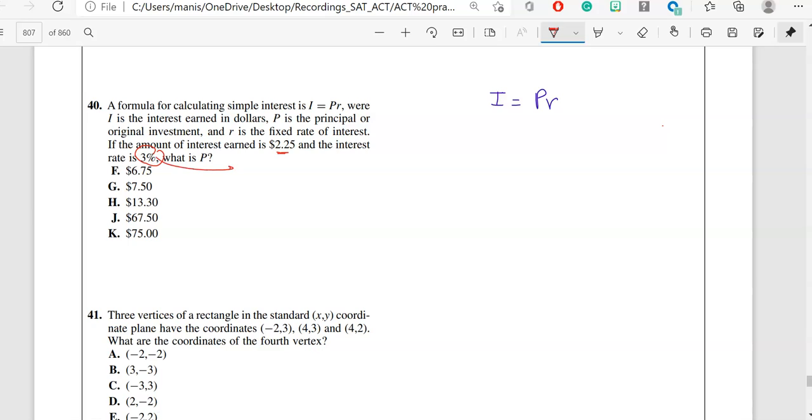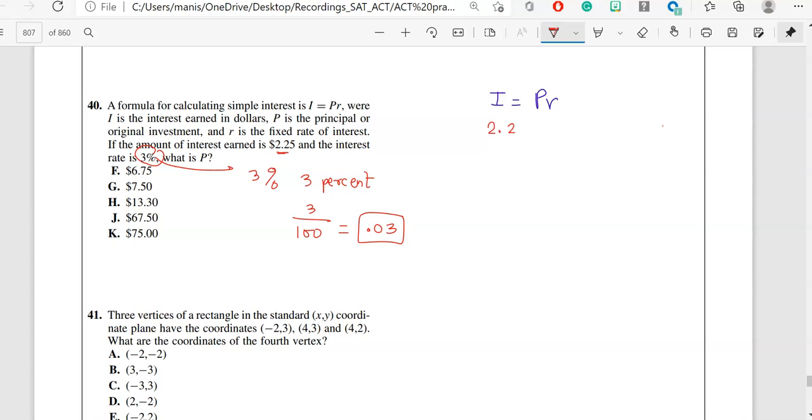Now do keep in mind whenever it says 3%, percent looks like per cent. So how many cents are in a dollar? 100. So you can write it like this, and your calculator will give you 0.03. So I will use this value over here. So let's substitute the values over here.